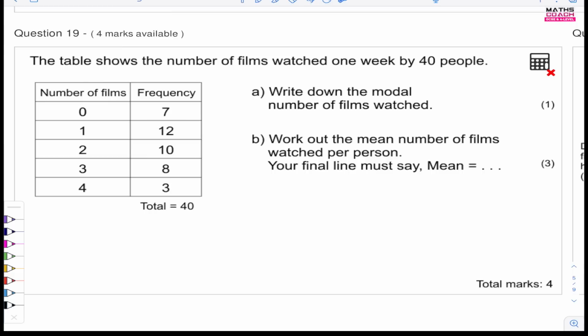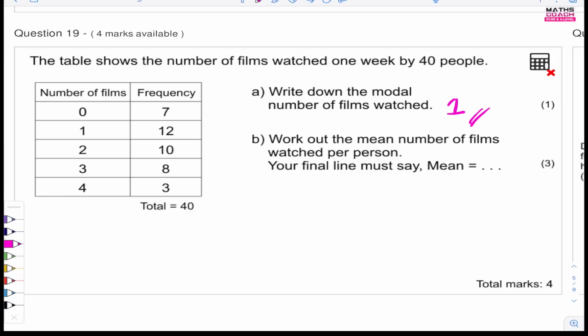Done. Question 19. The table shows the number of films watched 1 week by 40 people. Write down the modal number of films watched. The modal is simply the highest frequency. So you can see clearly the highest frequency here is 12. So the modal will be 1. So 1 film is the most amount of films watched as a mode.